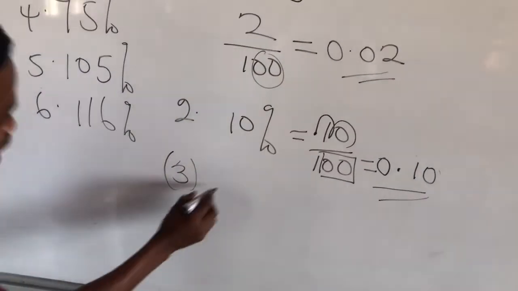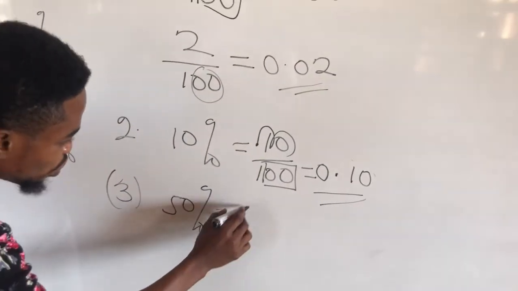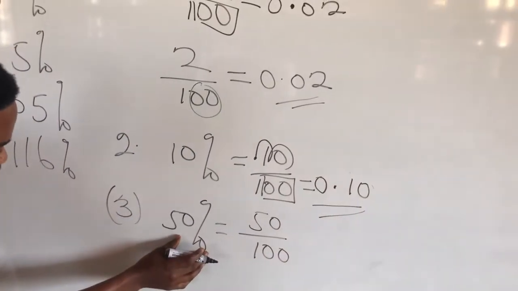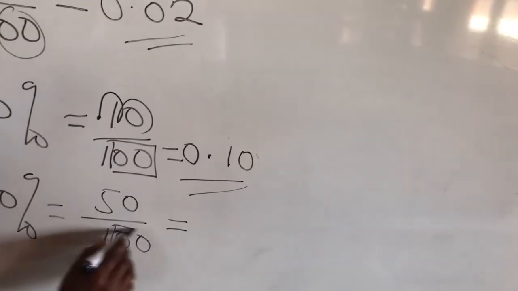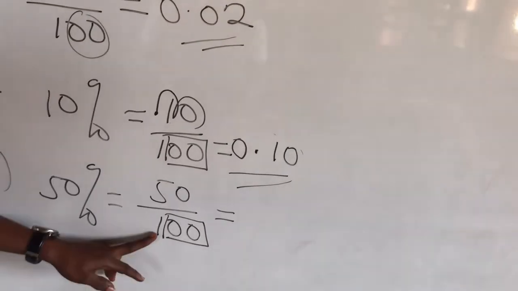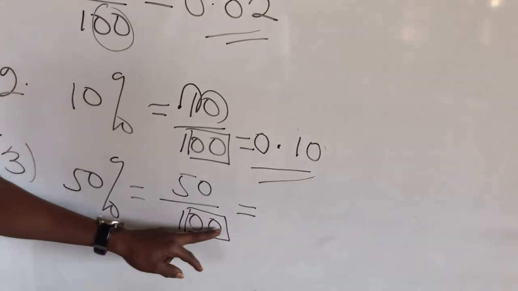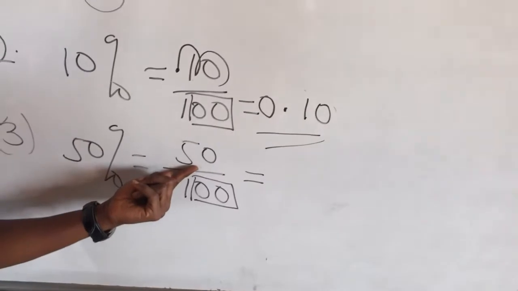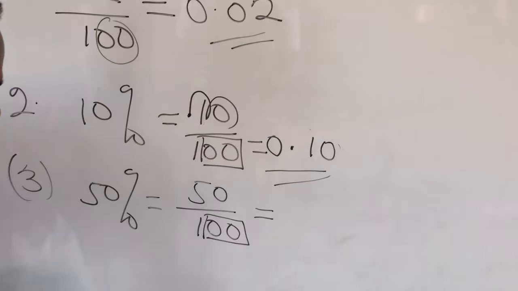Question number 3 is 50%. To put it in fraction, we make it 50 out of 100. Remember, the percentage is 100. So we come here, we consider the 2 zeros, because the 1 is not necessary. It's the zeros that we are looking for, which we will count. So we have 2 zeros here. So we consider the top numbers, which is what? 50.